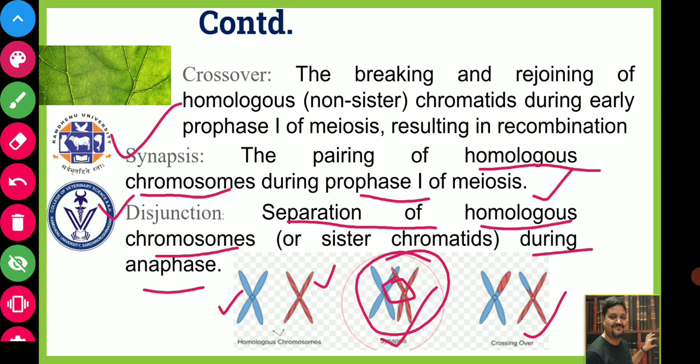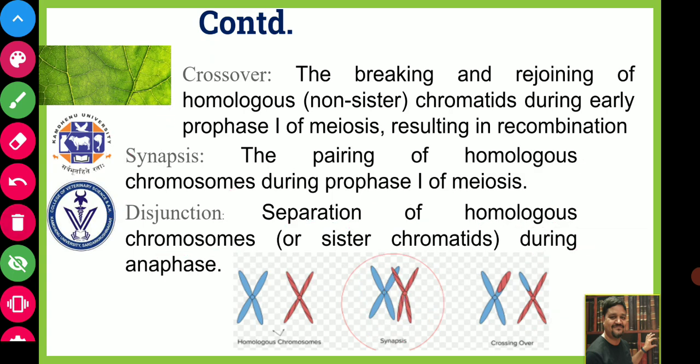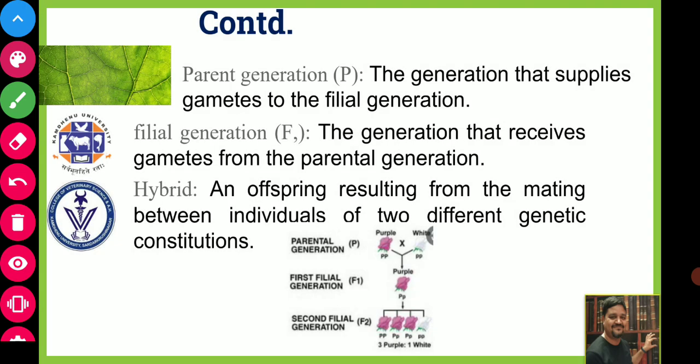Disjunction is a very important event, and in later classes you will come to know why it is important. Another related term with disjunction is non-disjunction. When we study the phenomena of linkage and crossing over, we will again encounter this term, non-disjunction. At that time we will discuss what non-disjunction is.